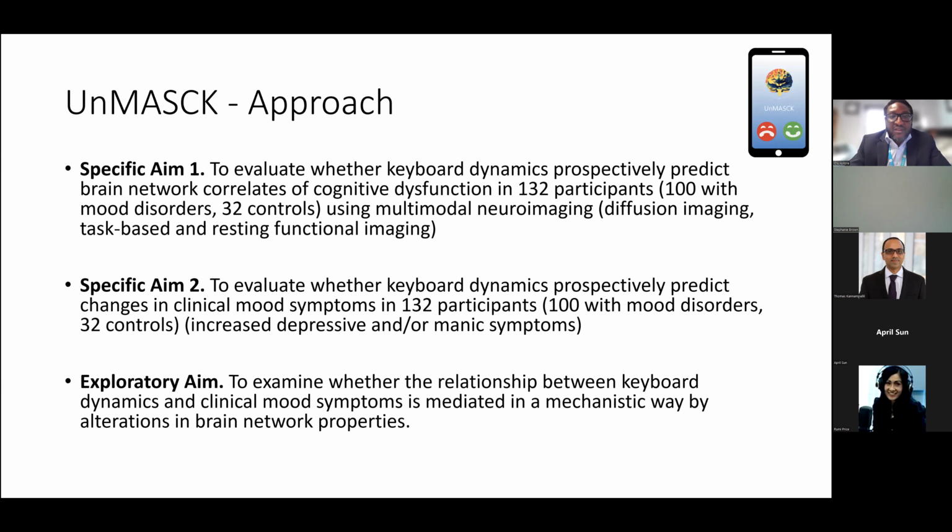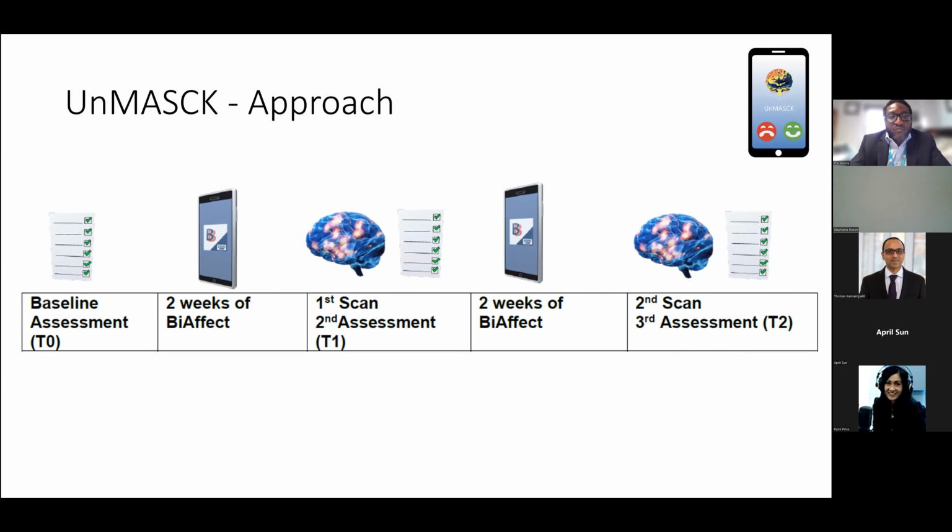And so that pilot data went into our application for our current study, Unmasked, where the goal is to recruit participants across the spectrum of mood disorders. And we are trying to see if what we measure on the phone tracks with what we can measure in the brain with regards to neural correlates of cognitive dysfunction that we see in mood disorders. We recruit folks to use the app over a month period. So after a baseline assessment, they use the app for 2 weeks. Then we do neuroimaging, clinical assessments, as well as neuropsychological assessments. And then that whole process is repeated for another 2 weeks to complete the month.